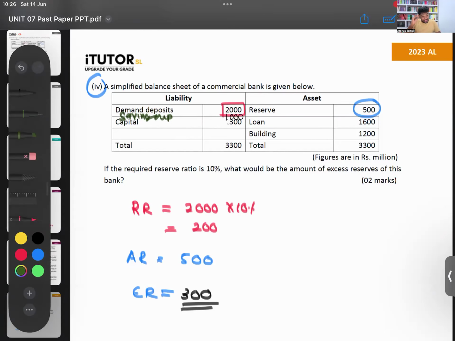So by any chance, if in your paper they make a change like that and, instead of only demand deposits, also give you savings deposits and fixed deposits, remember: if it says demand deposits 2,000 and savings deposits 1,000, then your required reserves will be 300. So you have to keep SRR for all your deposits, not only for demand deposits. Usually it's not common, but I'm telling you in case it shows up, be a little careful. Okay.